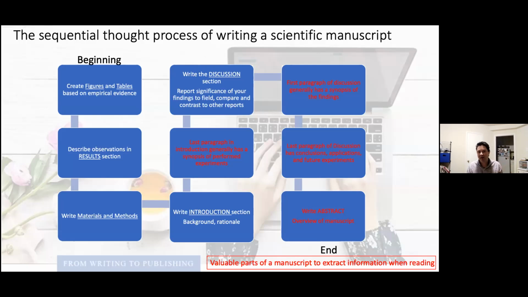So we start in the beginning. We create figures and tables based on that empirical evidence, and we assess it. We look for statistical significance. And if we have a finding that looks good, it's sort of like jumping out at you on the paper, then we will say, all right, it's time to write a science manuscript. So you put together the figures and the tables, and then we move into the results section. For the results section, we essentially just describe what we see in our figures and our tables. And routinely in a results section, you're going to see references to those figures and tables too.